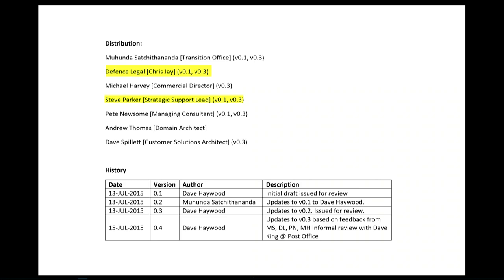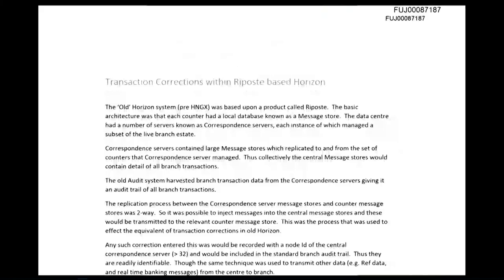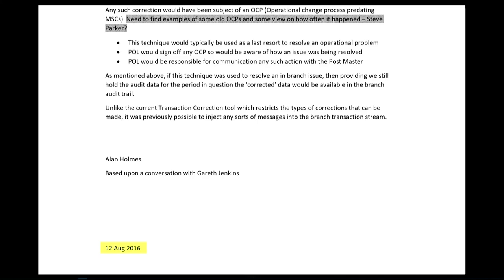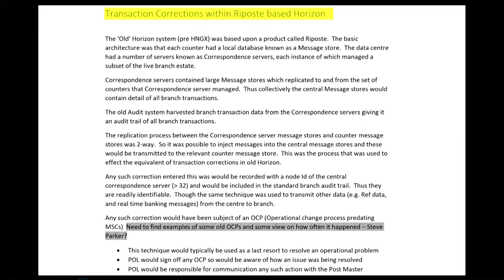7187? We've been previously looking at a document dated August 15. We're now moving, if we look at the foot of this page, to the 12th of August 16. Yes? Indeed. If we go to the top of the page, the heading is Transaction Corrections within Riposte-based Horizon.